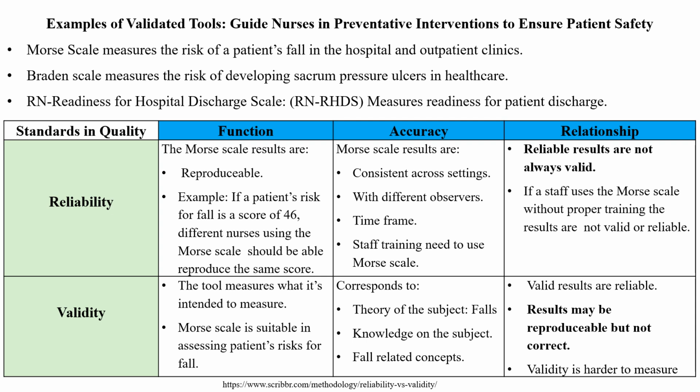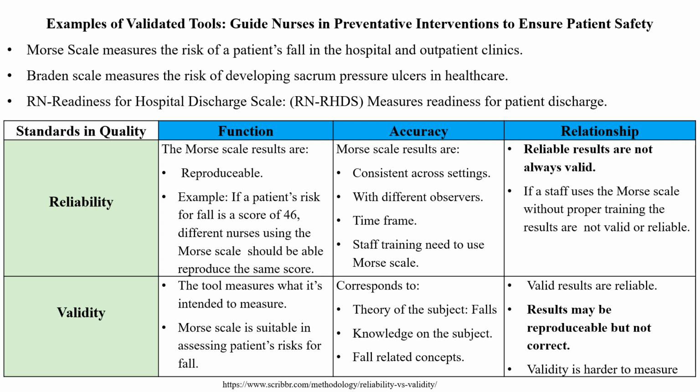On the table, I have the first column, which is the standards of quality. Reliability and validity are important principles that are used during quality improvement, as well as in developing these scales that are used in improving patient care quality. On the second column, function, the Morse scale results are reproducible, which means if 3 different nurses use the scale to assess one patient on their risk for fall, they should all come up with a score of 46.